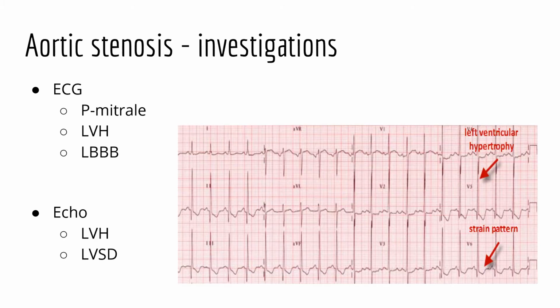So in terms of our investigations, on ECG, there are a number of things we might see. Typically, we're looking for left ventricular hypertrophy and left ventricle strain, and that's because obviously the left ventricle is having to push and work against a narrowed aortic valve. We might also see some left bundle branch block. On echo, again, we might see some evidence of left ventricular hypertrophy, and we might also see a left ventricular septal defect.